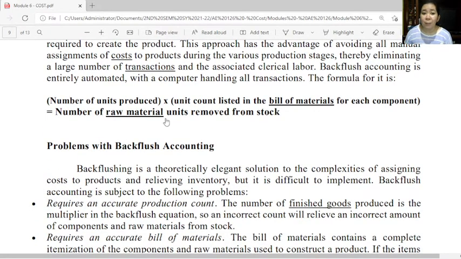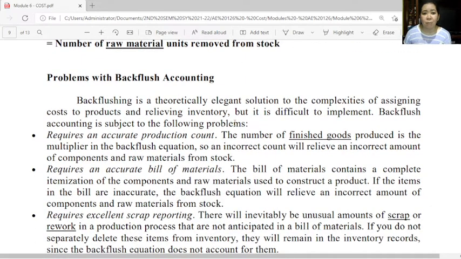For the number of raw materials units removed or requested from the storeroom, to determine this, what we're going to do is to multiply the number of units produced with the unit count listed in the bill of materials for each component. So this is how to determine the number of raw materials that was requested or removed from the stock room. Okay, but in using backflush accounting, there are certain problems that were faced.